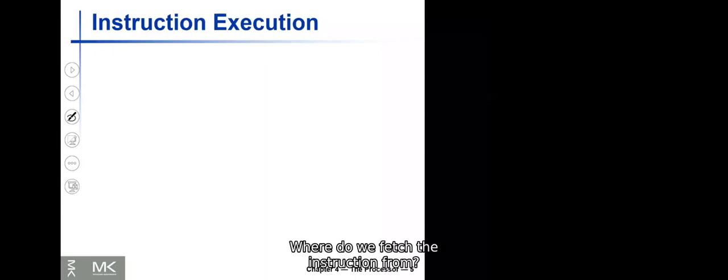Where do we fetch the instruction from? From the instruction memory. Okay. If it is a memory, we need an address to get the data. What is that address? It's coming from the program counter. Perfect. So we need a register called the program counter.